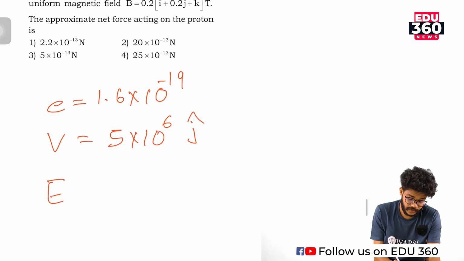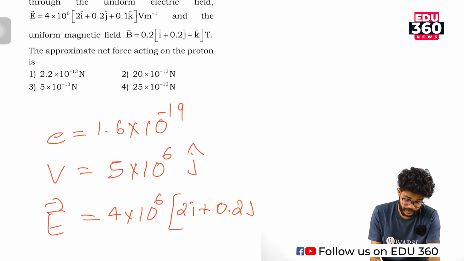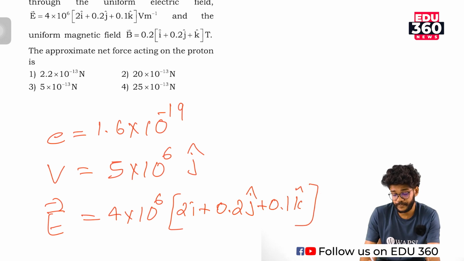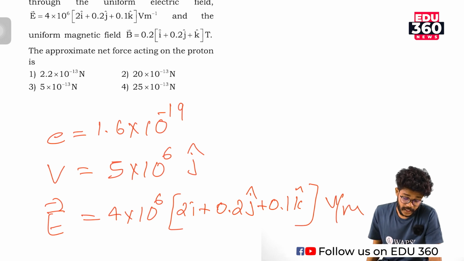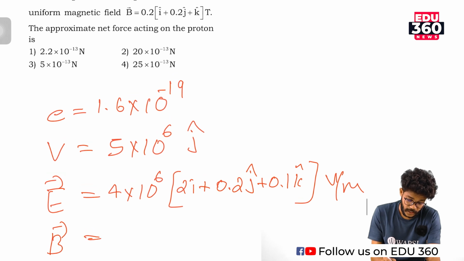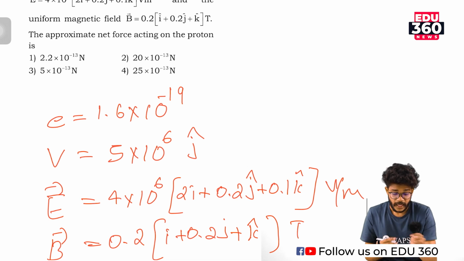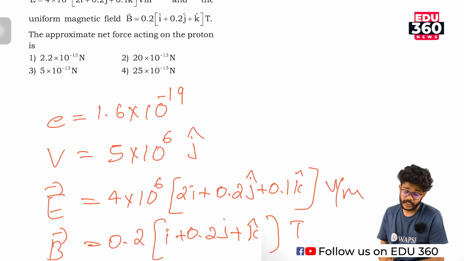E is given. E is 4 into 10 raised to 6 times (2i plus 0.2 j plus 0.1 k) volt per meter. Okay, and the uniform magnetic field B is given as 0.2 i plus 0.2 j plus k Tesla. Find the approximate net force acting on the proton.